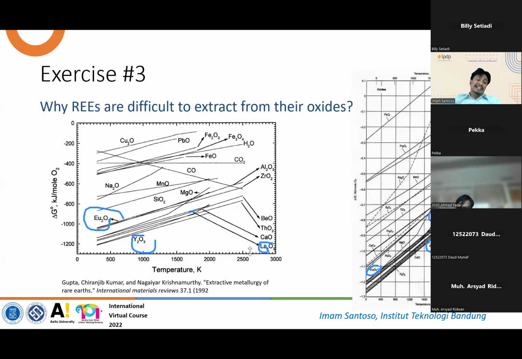Okay. So this is one of the reasons why rare earth elements like europium and yttrium are difficult to produce in human lives. It took a long time for people to have yttrium metal or europium, because it is difficult to find a reductor, and also they are located at the bottom of the Ellingham diagram, very close to each other.